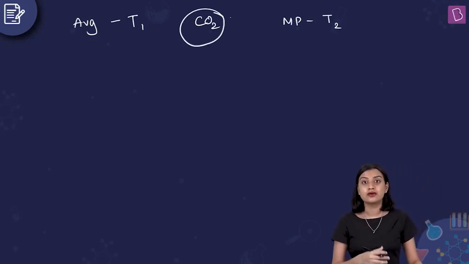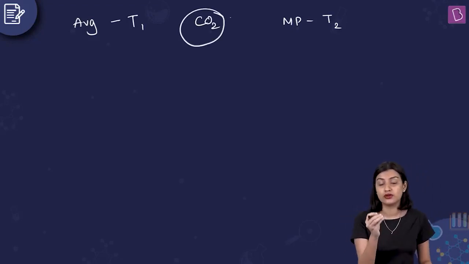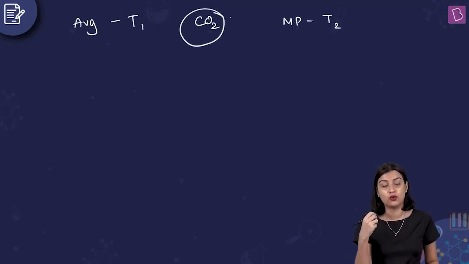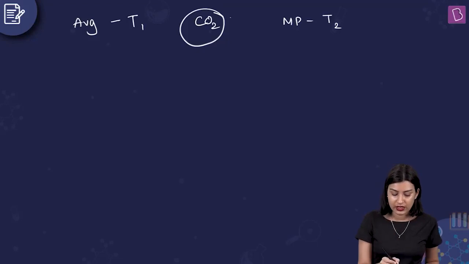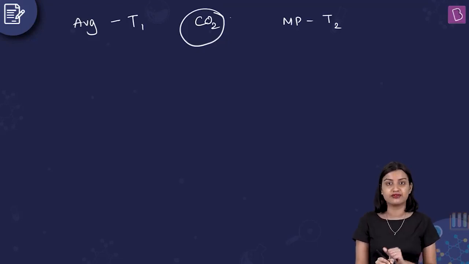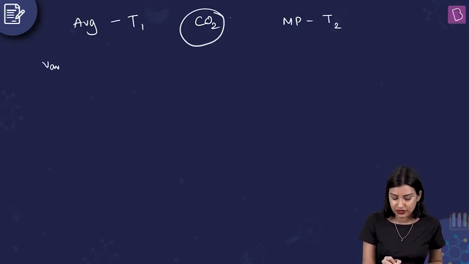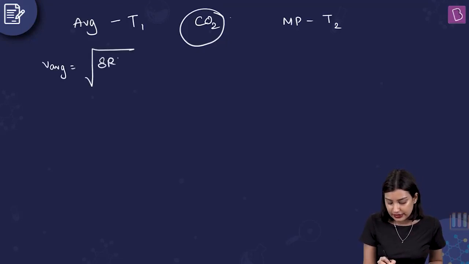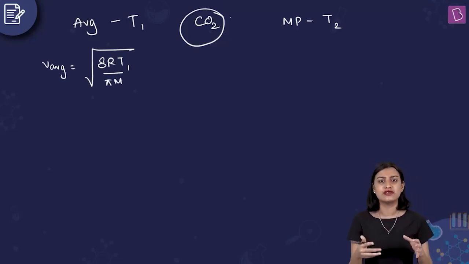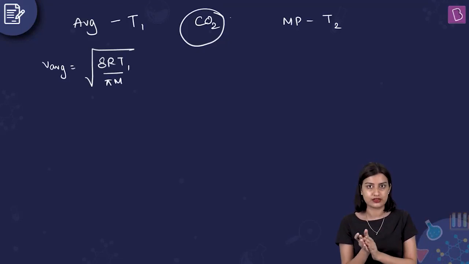So if they're talking about the same gas, which means your M, molar mass, is going to remain the same. That is the takeaway from here. Now let's look at the formula for average velocity. So V average is nothing but under root of 8RT by pi M. Here, because they mentioned T1, I'm going to write T1 as the temperature.